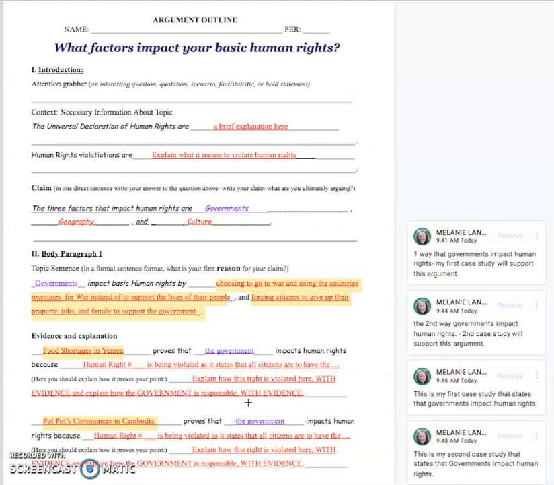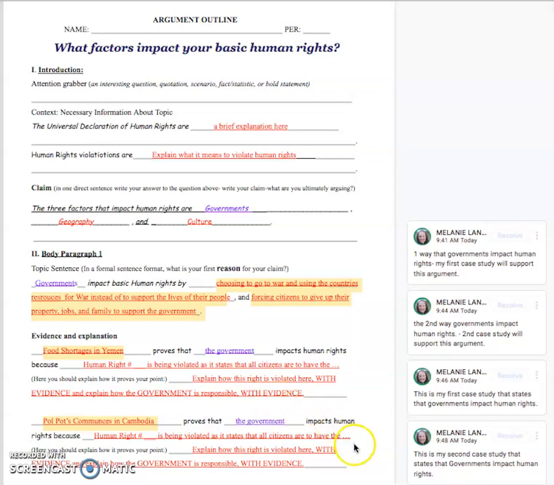Now, if you filled out your case study rubrics with all of the columns of information you should have, you will already have all of this information, reasons, and evidence ready to go for you. That is my first example for government.